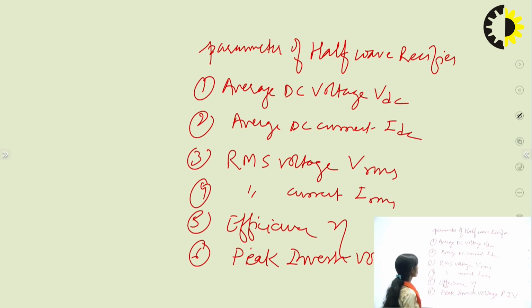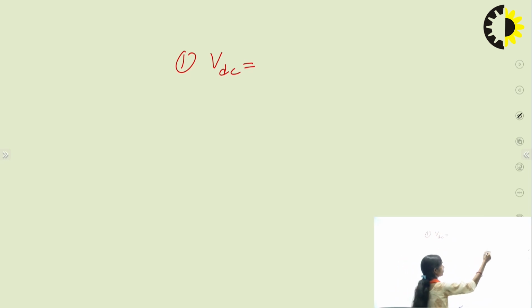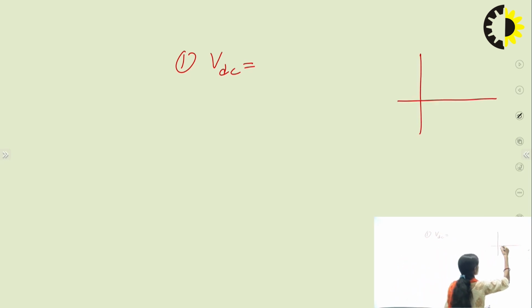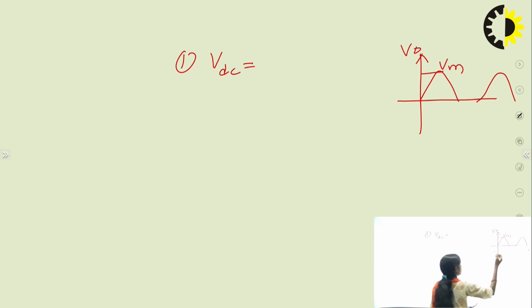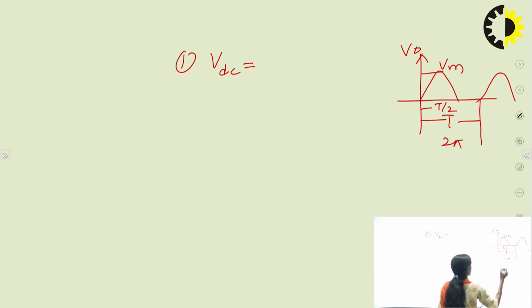On the basis of the graph obtained, or the output obtained, we can calculate the average DC voltage. So first, the average DC voltage VDC can be calculated by the formula. We have the output graph like this, and its peak voltage is Vm. Now if we take the total time period as T, then this time period is T by 2, and if we take this as 2 pi, then this will be pi.